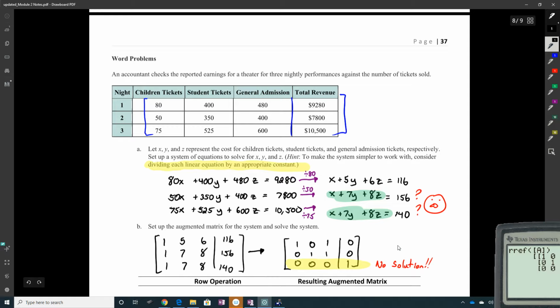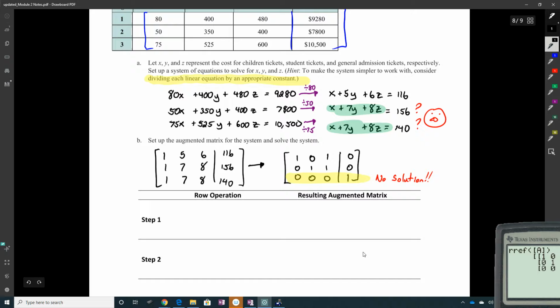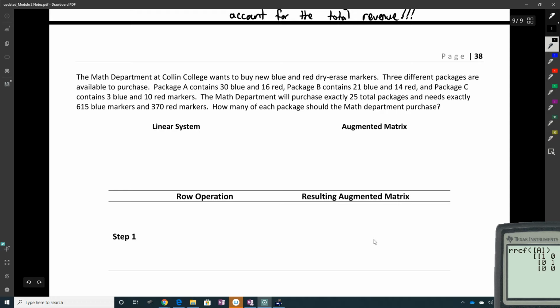All right. So now we got one more. And then we are done. So this last problem, I like this one. The math department at Collin College wants to buy new blue and red dry erase markers. Three different packages are available to purchase. Package A contains 30 blue and 16 red. B, 21 blue, 14 red. C, 3 blue, 10 red. They want to purchase exactly 25 packages and need exactly, so we know the amount of markers. How many of each package should they purchase?